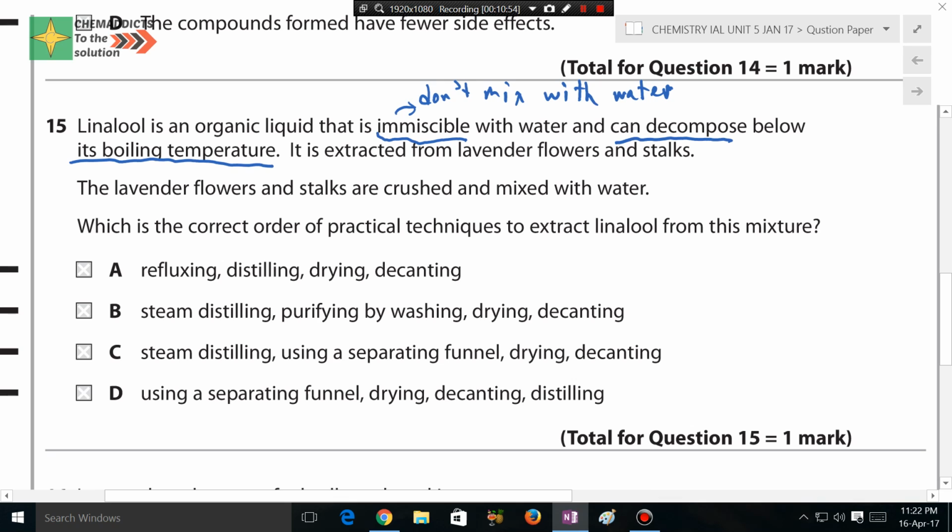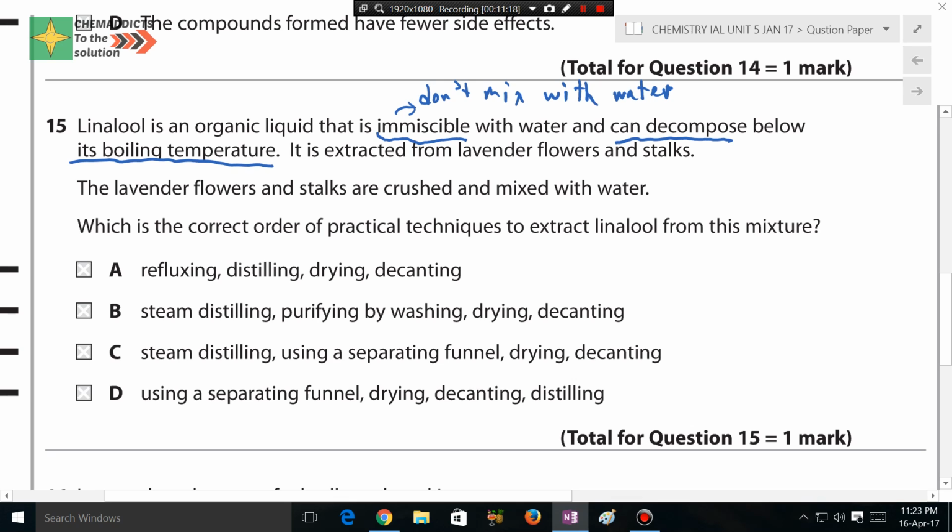It is extracted from lavender flowers, which have a nice smell, and stalks. The lavender flowers and stalks are crushed and mixed with water. Which is the correct order of practical techniques to extract linalool from this mixture?